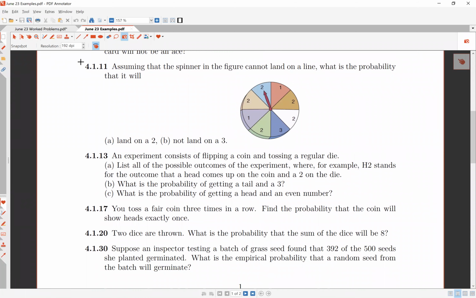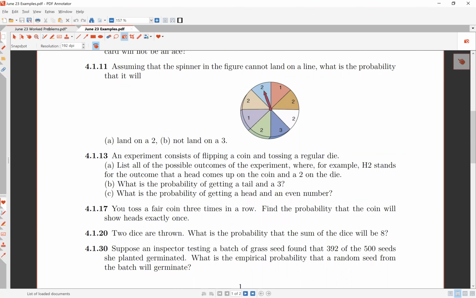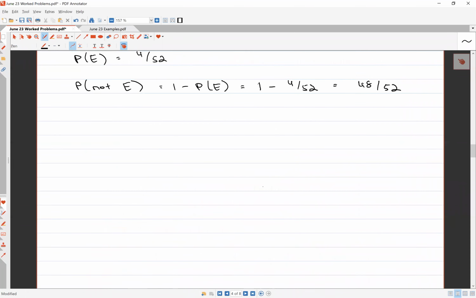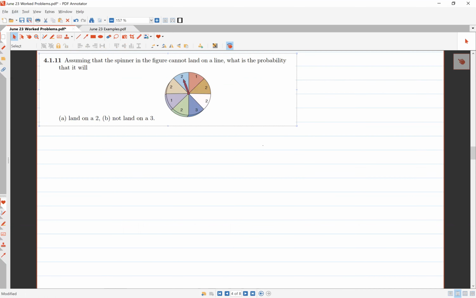Let's look at this next example. This one comes with a nice little picture. So here you're using the spinner and you want to see where the hand lands, and we're assuming that it cannot land on a line. So it'll be clear which section of the wheel the spinner lands on.